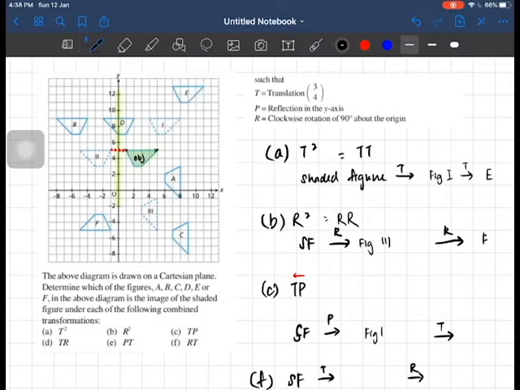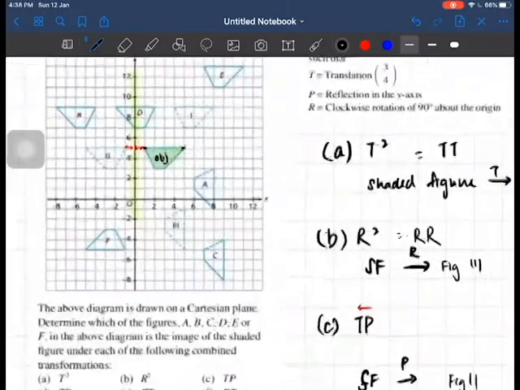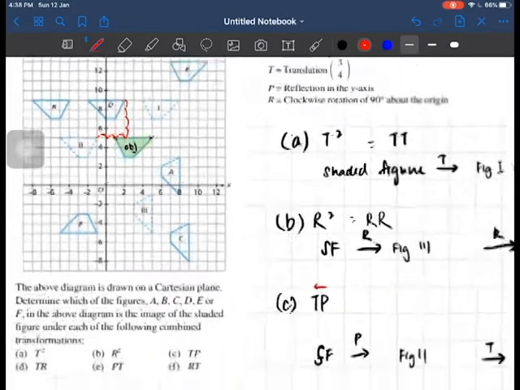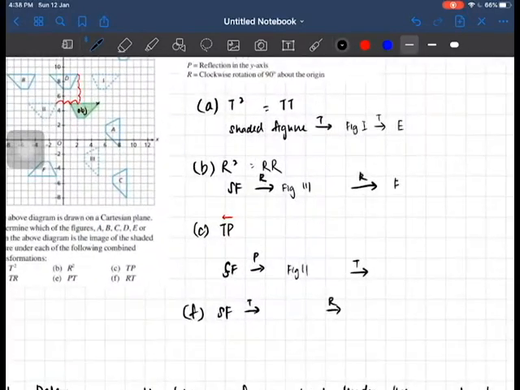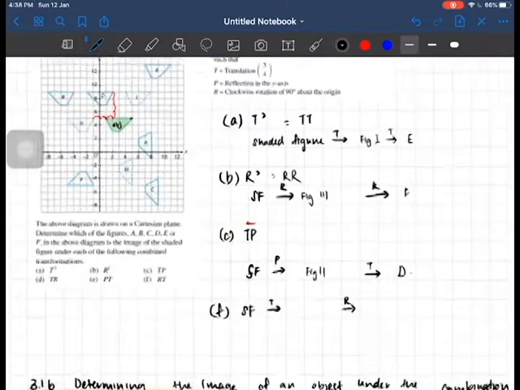And then I'll undergo translation 3, 4 again from the image. So let me get this away. Right. So 3, 4. 1, 2, 3. 1, 2, 3, 4. So my image is D. Right. So it's pretty much similar for D and E, but I'll go to F. I'll go straight to F.